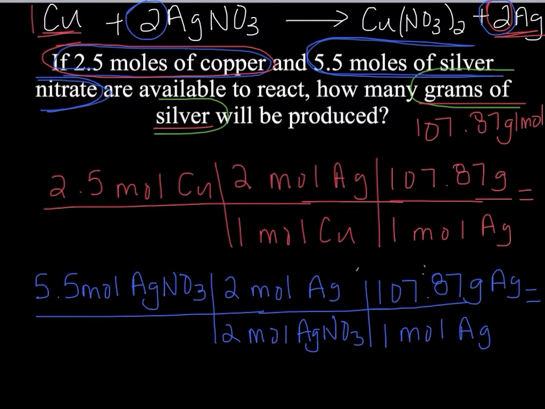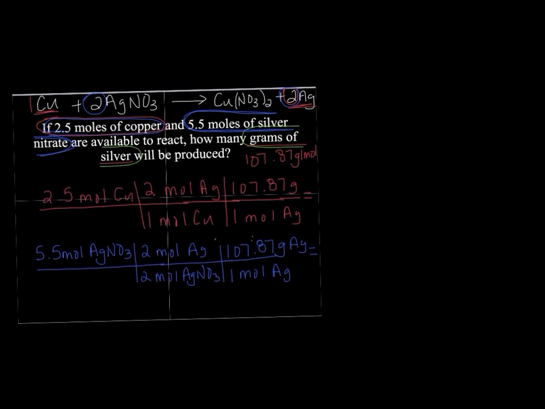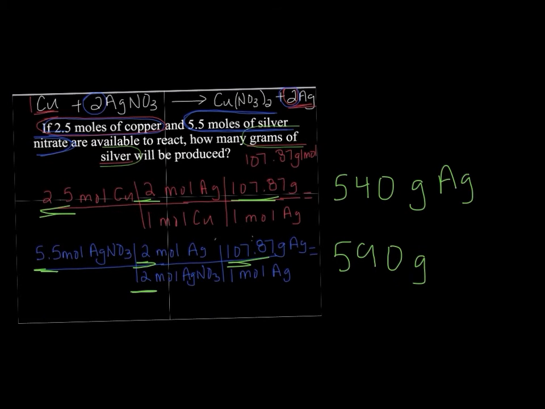All that's left to do now is to calculate our answer. So I'm going to reduce the size of this so I can make my calculation. Start off with 2.5 times 2 times 107.87, and I get 540 grams of silver. My next calculation is 5.5 times 2 divided by 2 times 107.87, and I get 590 grams of silver.